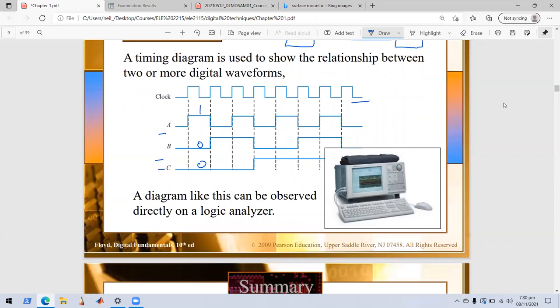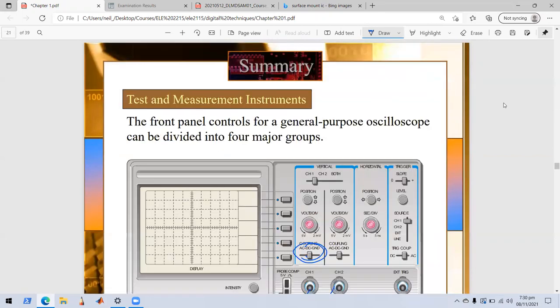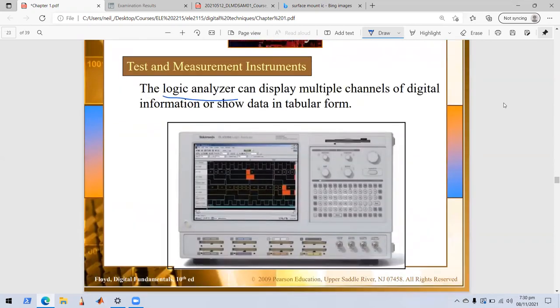Okay. What the logic analyzer does is the same thing, but it's a device that has different inputs, and we can connect them up to different parts of our circuits and line up these signals together and compare them, right? As it says here, it can display multiple channels of digital information in a tabular form, which is just the same way as the timing diagram. Just line them up, and we can do some high-level analysis on them and see exactly what's going on.